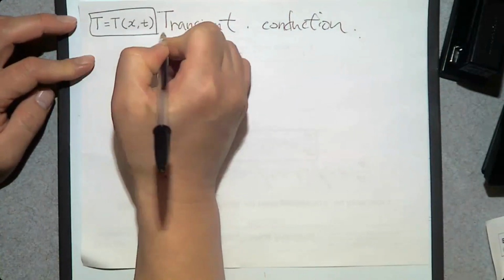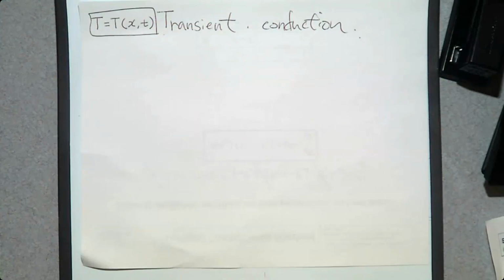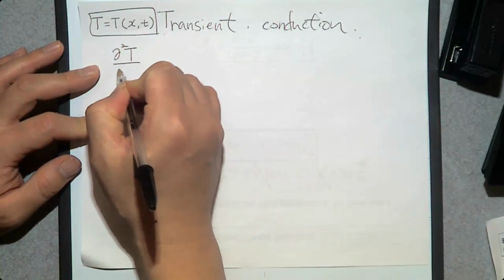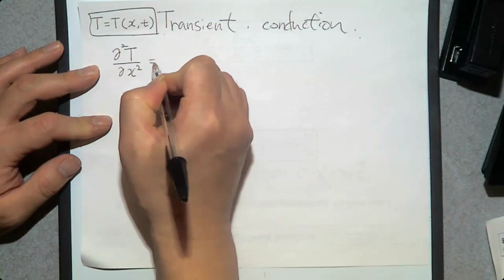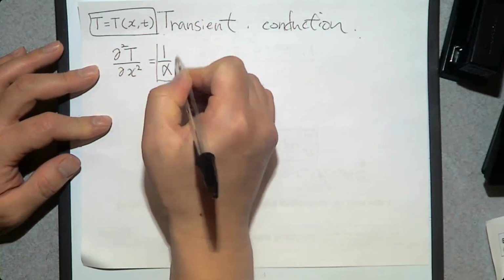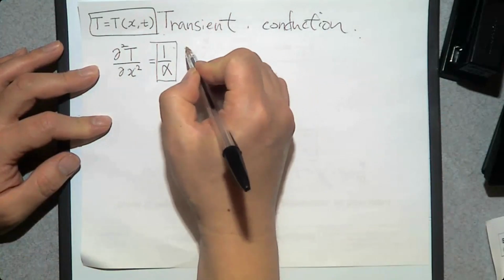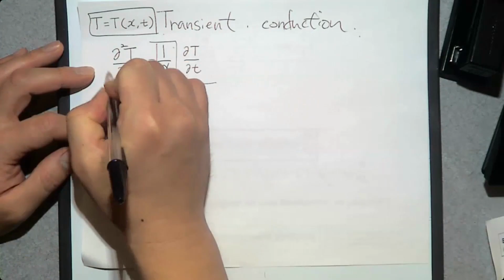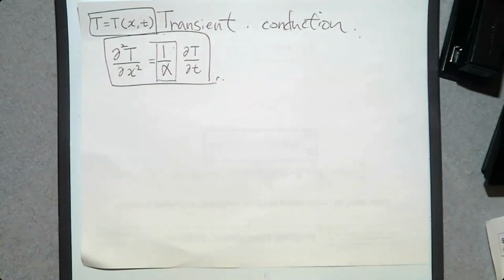So the temperature is going to be a function of space, x, y, z, and time t. The governing equation is going to be the second partial derivative of T with respect to x equals 1 over alpha, which is the material property, times the partial derivative of T with respect to time. So we have a second order partial differential equation in space and a first order differential equation in time. This one looks pretty complicated.